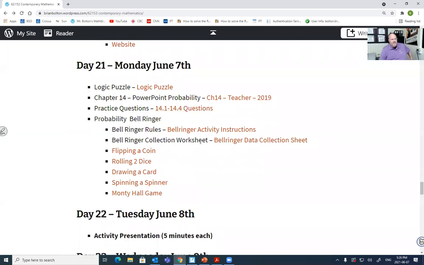We're doing probability today. And then we're going to try this one. Hopefully this works. I think it should because these are all links to really workable websites. And what it is, it's called a bell ringer. Sometimes you do this in science. You do an activity, you have a certain amount of time, the bell rings, you move to the next activity. And you're just going to keep doing that. We're going to do it for probability.